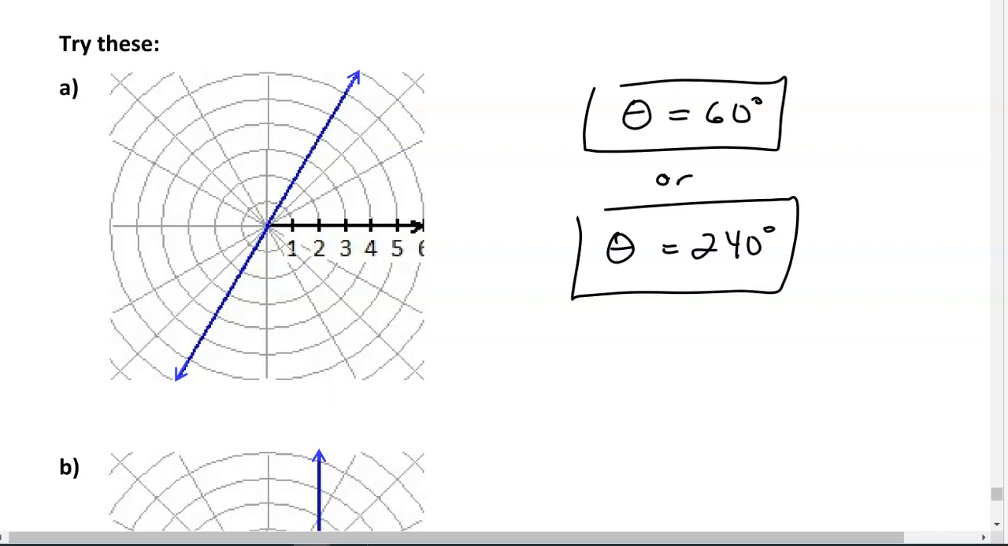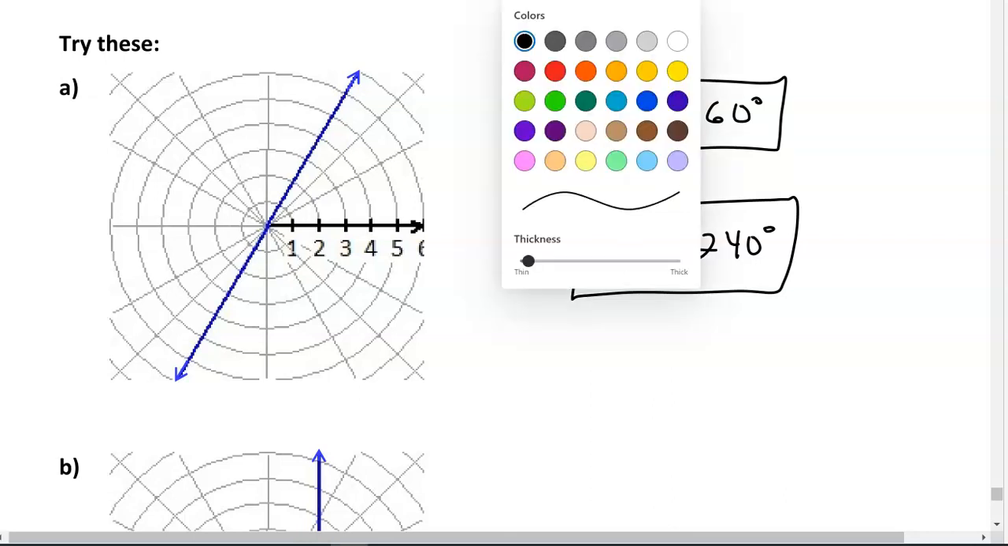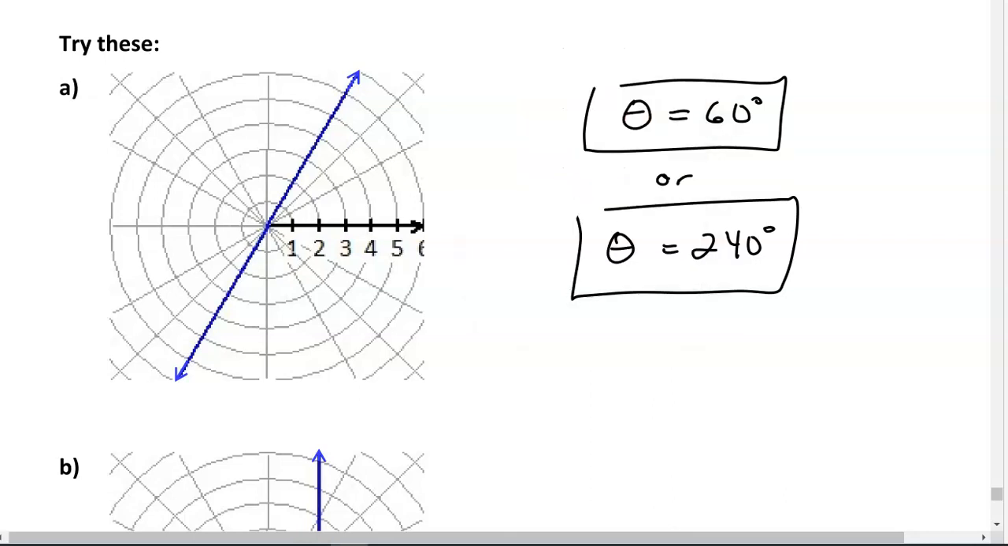Hopefully you realize that this is one of the simpler polar graphs. And if you didn't recognize it, what I want you to think about here is naming several points that are on this graph. So I just looked at the point that's 2, 60 degrees. Here's another point, 3, 60 degrees. Here's another one, 4, 60 degrees.